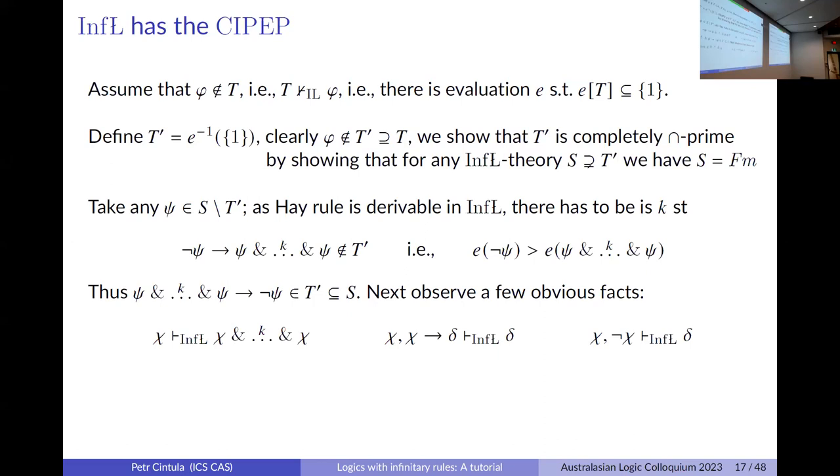If you are interested, you can read it. It's a very easy proof, just using the definition of infinitary Lukashevich logic to show that it has IPEP. I will just show you the beginning. If we have a formula which is not in some theory, then there is an evaluation which witnesses that. It should be the infinitary Lukashevich logic, sorry, I use very similar macros, small i and l and big I, and it's not a good idea. Take as the bigger theory the theory of all formulas which that evaluation sends to one, the pre-image of one under this evaluation. This is a bigger theory and it's completely intersection prime because no bigger theory can do it. I will not waste time on this. It's a particular thing, but it's a very easy, simple proof. So that's this.